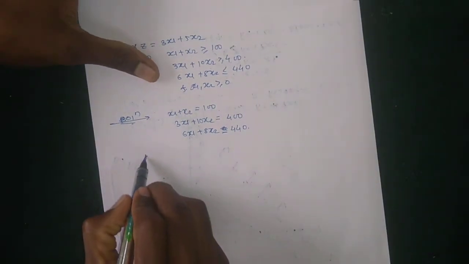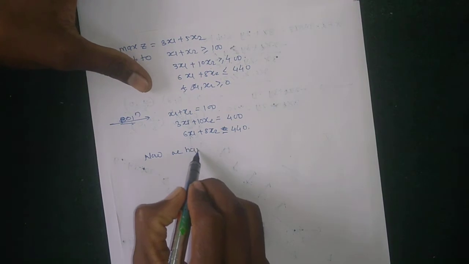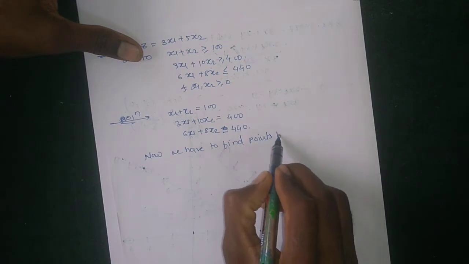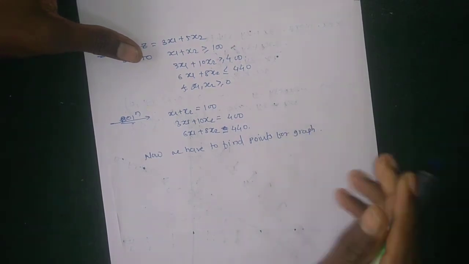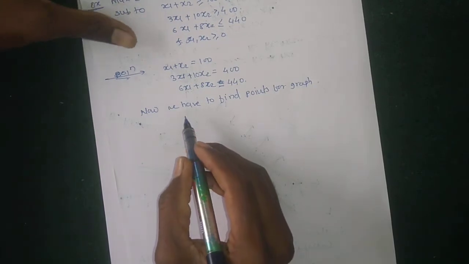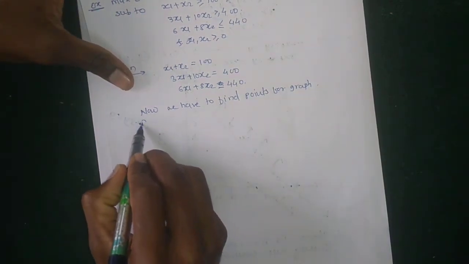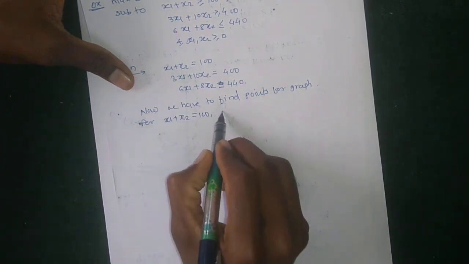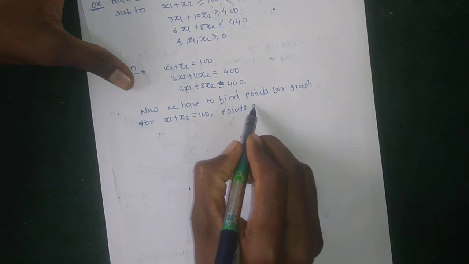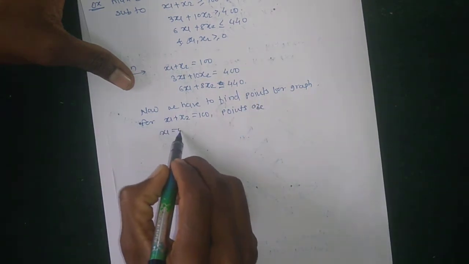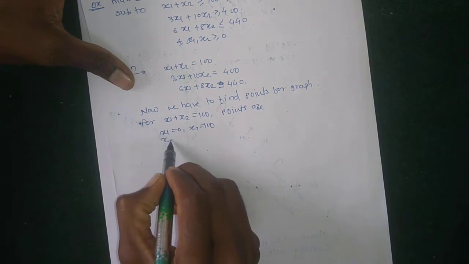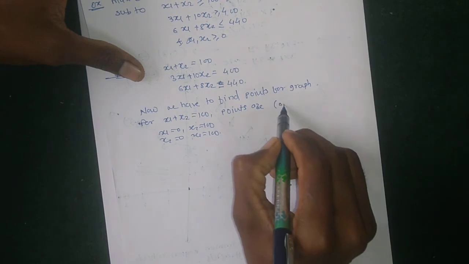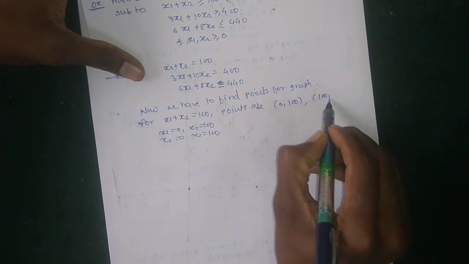Now we have to find points for the graph. How to find points? For the first equation, x1 + x2 = 100, the points are: when x1 is equal to 0, x2 is equal to 100, and when x2 is equal to 0, then x1 is equal to 100. So the points are (0, 100) and (100, 0).